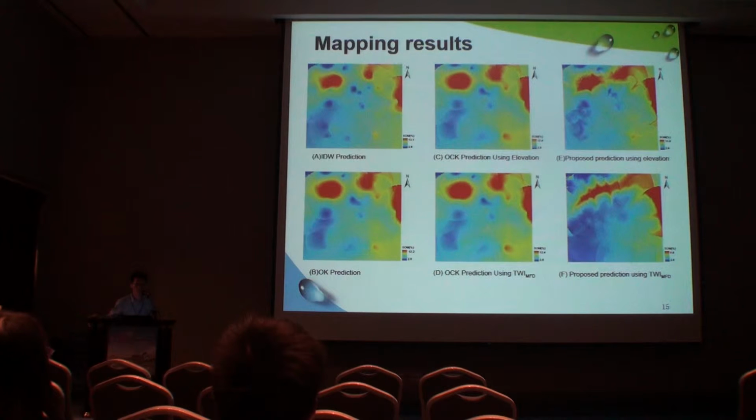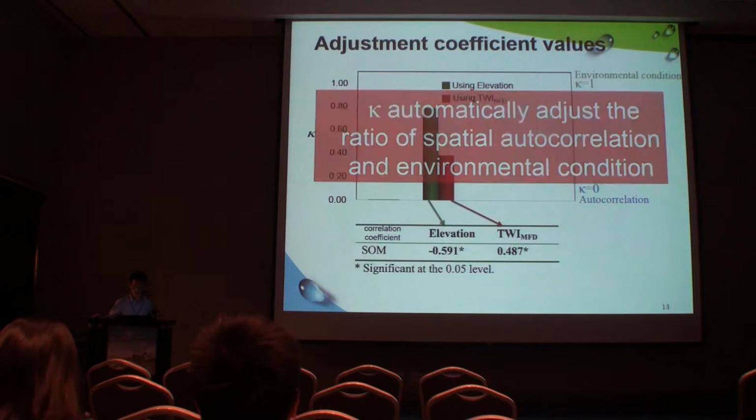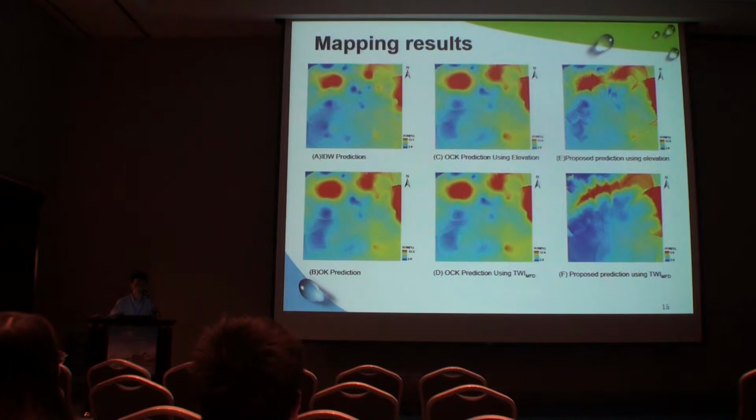But comparing the OCK and the proposed method, we can also say that the proposed method gives more detailed results than the OCK prediction, because this method can use more detailed secondary variables, such as more detailed environmental data such as elevation, DEM, and TWI.